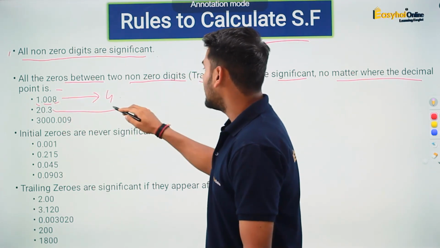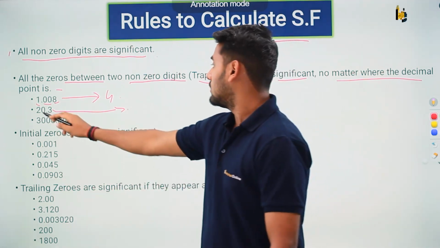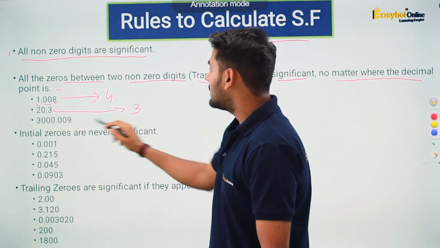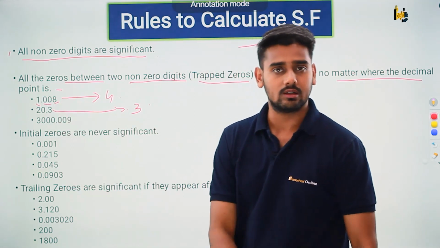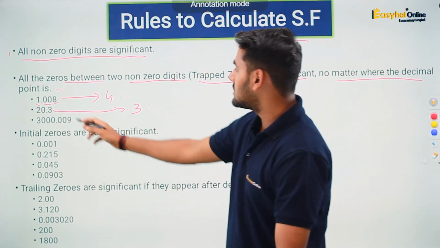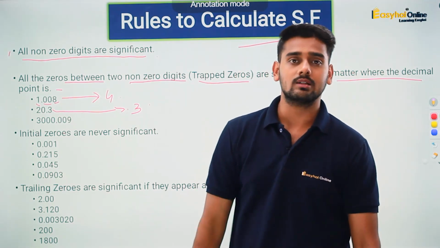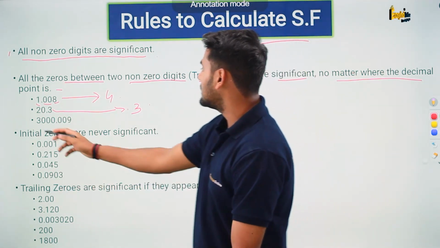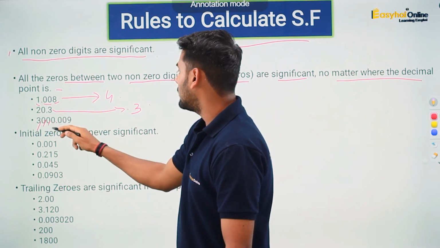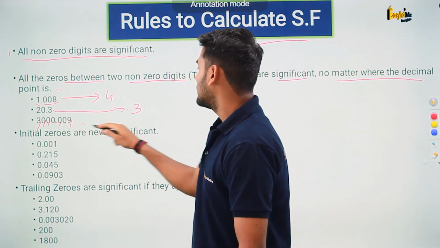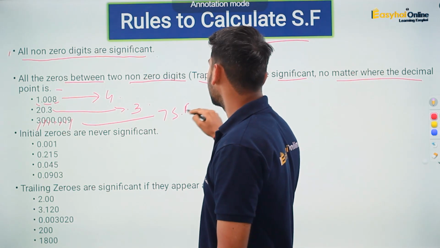In this case, tell me how many significant figures? 1, 2, 3. It doesn't matter where the decimal point is. In all these cases, if the zeros are trapped between two non-zero digits, those will be counted as significant figures. Look at this: 1, 2, 3, 4, 5, 6, 7. These will be 7 significant figures.